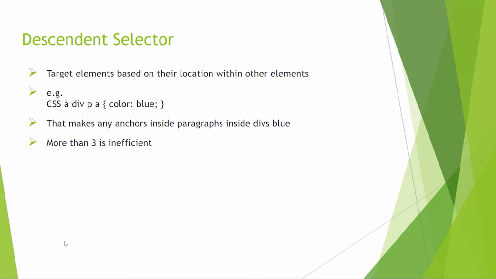Finally, we have the descendant selector. This targets elements based on their location within other elements. So you can see in this example here, we have the anchor tag within a paragraph tag within a div. Excuse the typo there, that letter A should be an arrow pointing that this is the CSS code that we are using here. There's a little translation into my slide that went wrong. But inside of this makes any anchors that are inside of paragraphs that are inside of divs blue.